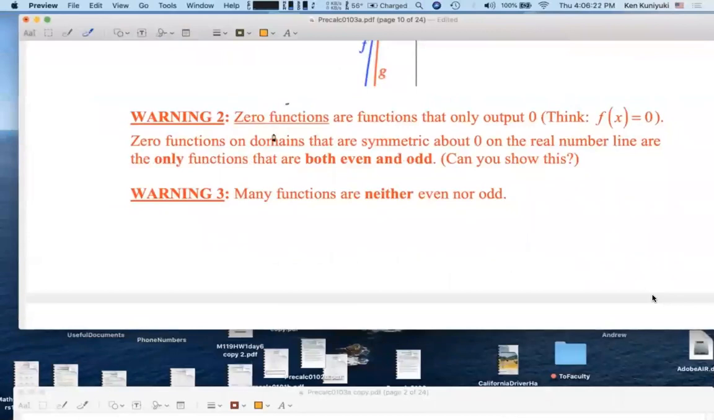Any zero function where the domain is symmetric about 0 will be both even and odd. Although many functions are neither even nor odd. If I give you something like f of x equals x to the third plus x to the second, what is that? Is that even? Is that odd? No, it's neither. It's neither even nor odd.